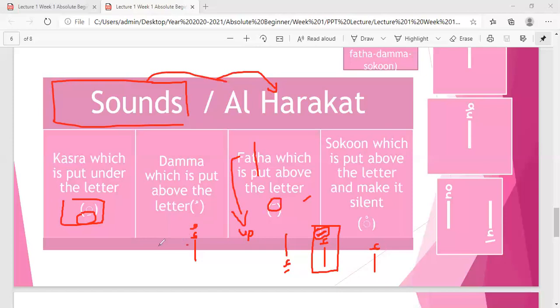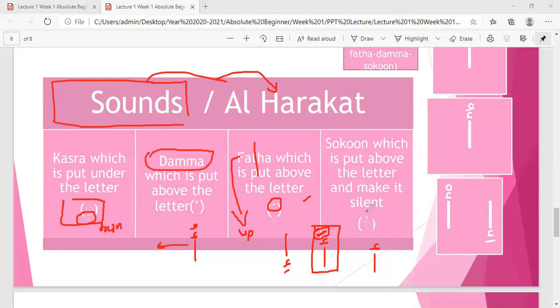Look how I pronounce this. This is a, my mouth is shortly up. Kasra, e, my mouth is shortly down. Shortly, not long. Damma, it's to the front. Oo, it has the shape of the comma. You push your mouth to the front in the shape of a comma. Oo. Is it clear? Yes. Okay, this is damma.